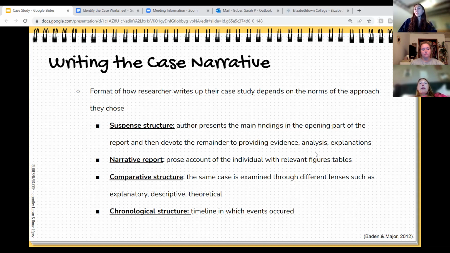It can be a comparative structure, where the same case is examined through different lenses, such as exploratory, descriptive, and theoretical. And then a chronological structure. This is a timeline in which those events occur.